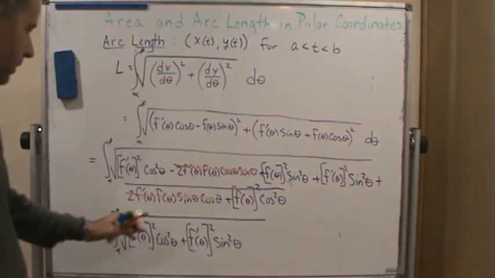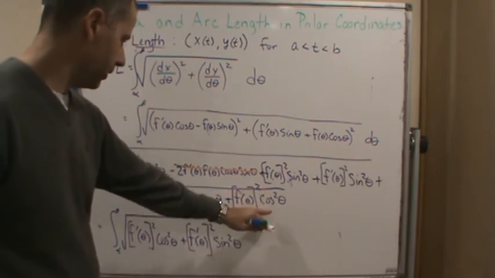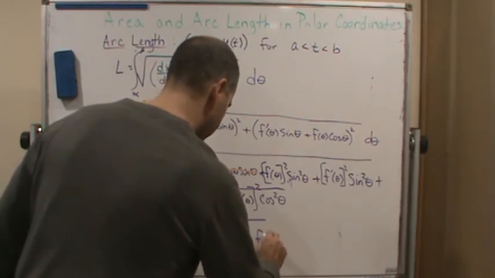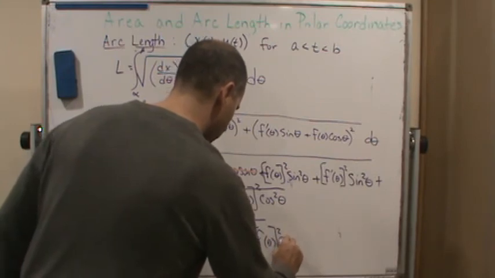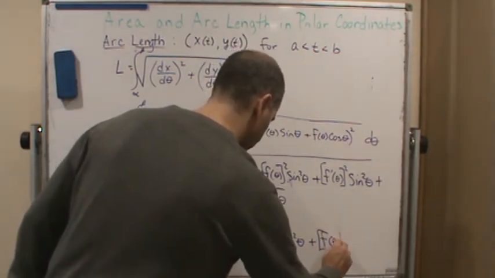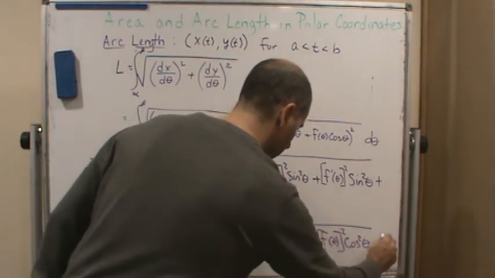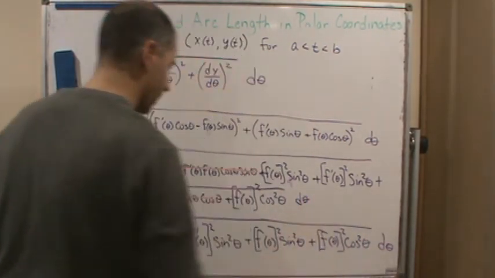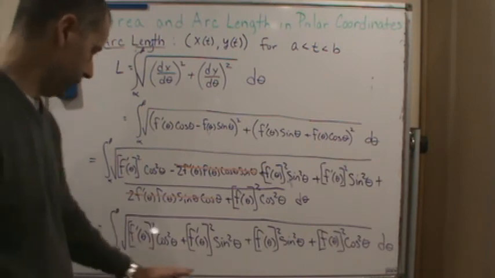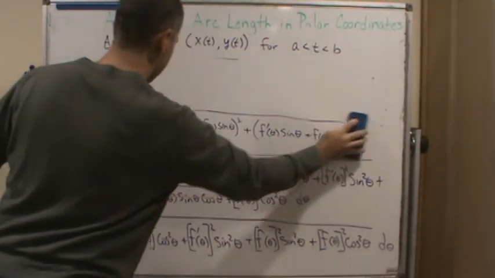Okay, and then I've got f of theta squared sine squared theta, and I've got an f of theta squared cosine squared theta. So I'm going to put those together, so that's going to be plus f of theta quantity squared sine squared theta plus f of theta quantity squared cosine squared theta d theta. Oops, I dropped the d theta here. Okay, so now what do I have? I've got a common factor here that I can factor out, and I've got a common factor here that I can factor out. So what does that give me? Gives me this.